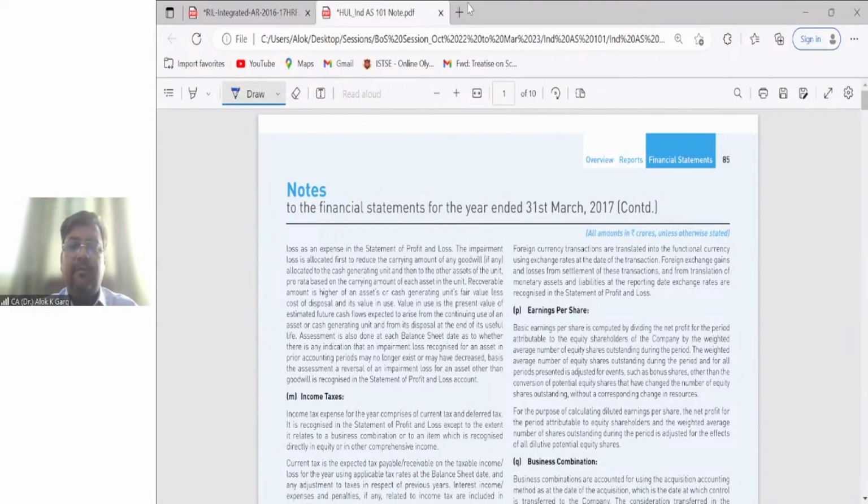Is it clear? I hope you got a comfort, you got some understanding, some clarity, and you must be enjoying the session when you are looking at these big companies' annual reports, right? Yes or no? Are you enjoying the session by looking at this Reliance, HUL, Bharti Infratel example?